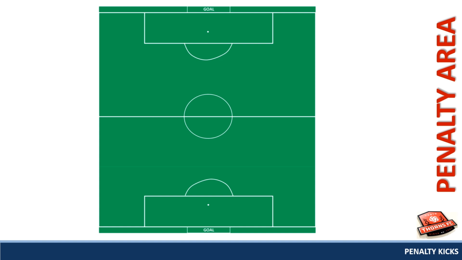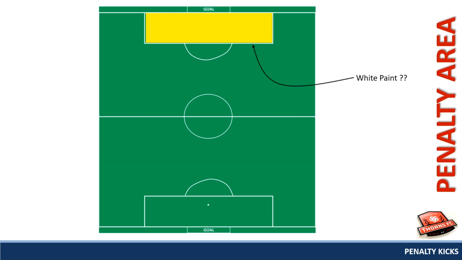First, let's cover the obvious, the penalty area. A penalty kick is awarded when an attacking player is fouled inside the penalty area. I've highlighted the penalty area here. And to be clear, the white paint markings are part of the penalty area.